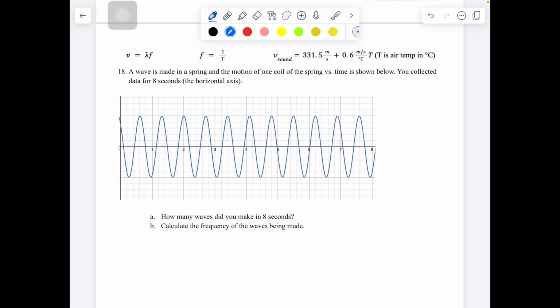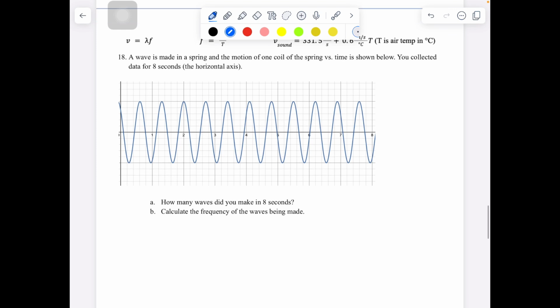All right, on to page number 5. 18. A wave is made in a spring and the motion of one coil of the spring versus time is shown below. You collected data for 8 seconds. All right, so how many waves did you make in 8 seconds? Well, how do we determine that? We have to look at how long a wave is. A wave is just measured from crest to crest or trough to trough. Pick either, and we're going to say, we're going from crest to crest, that's 1. Or trough to trough, that's 2. So you get 3, 4, 5, 6, 7, 8, 9, 10, 11.